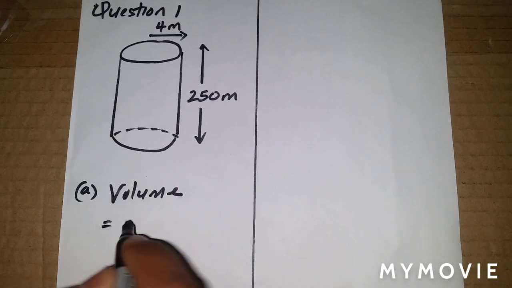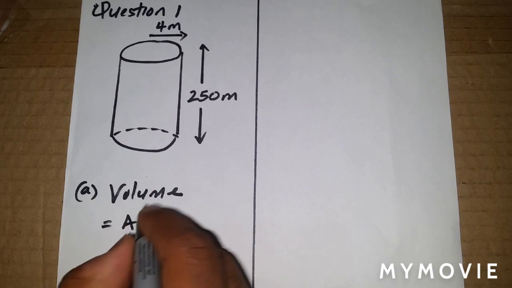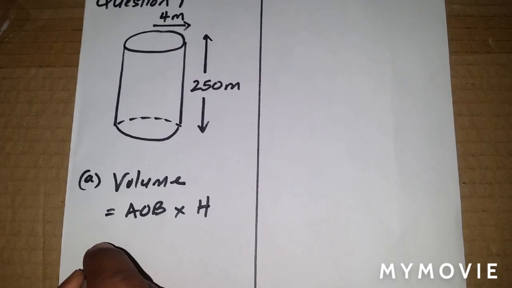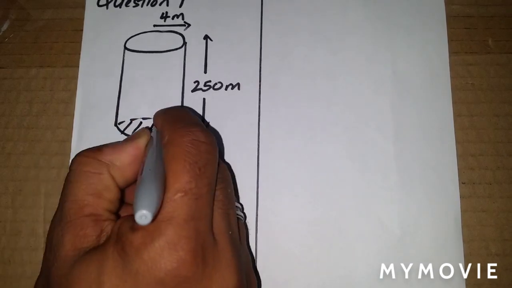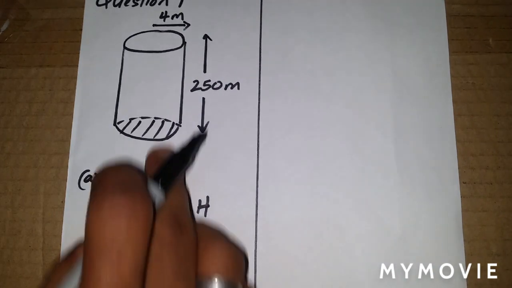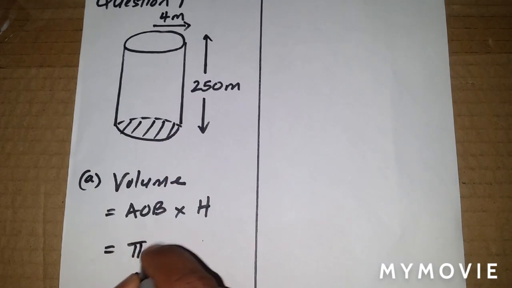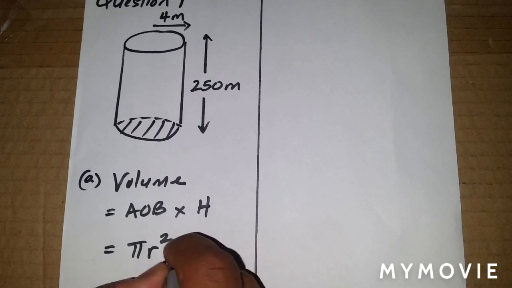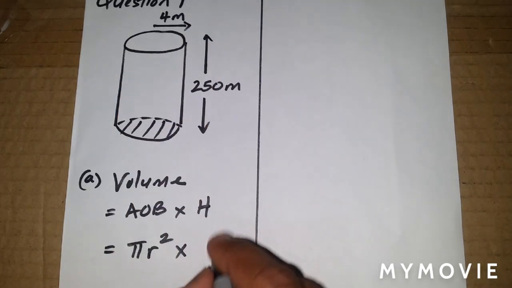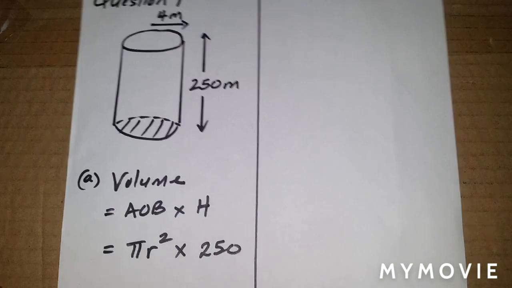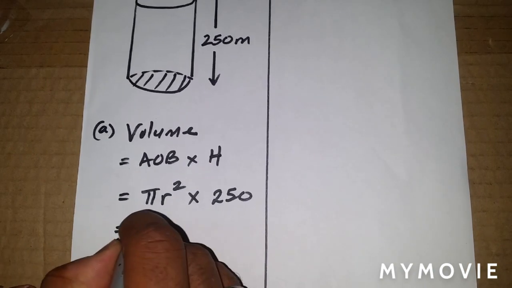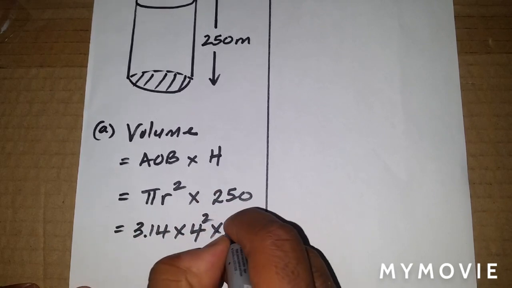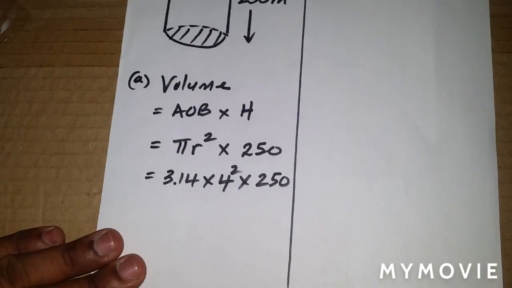Now, the volume of a cylinder is the area of base times the height of the cylinder. So the area is circular, okay, with a radius of 4. Because it is circular, we apply the formula pi r squared, right? And the radius is going to be 4, so we're going to indicate that when we're punching the values. And the height of the cylinder is actually 250 meters. Now, we're going to use pi as 3.14, and the radius is 4, so that's 4 squared times 250. Okay?